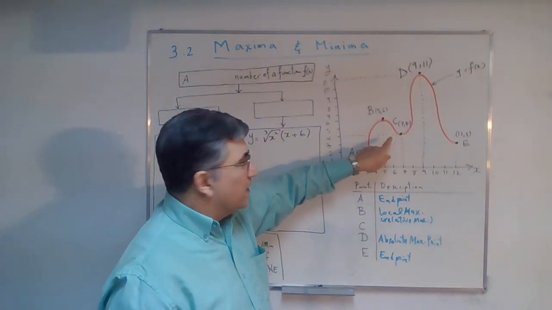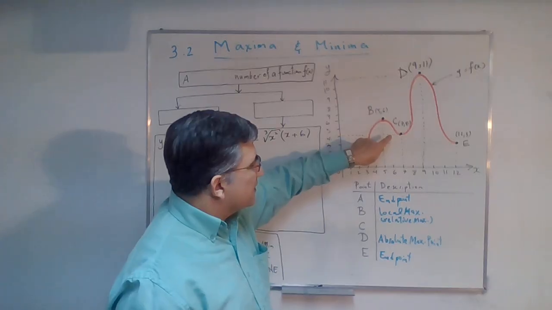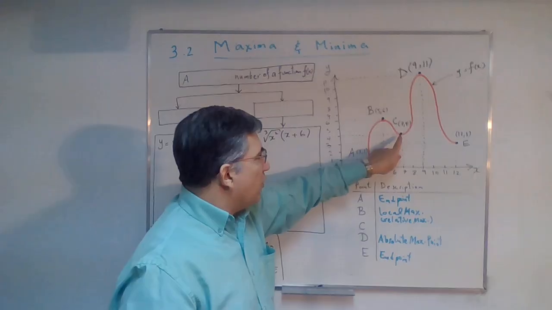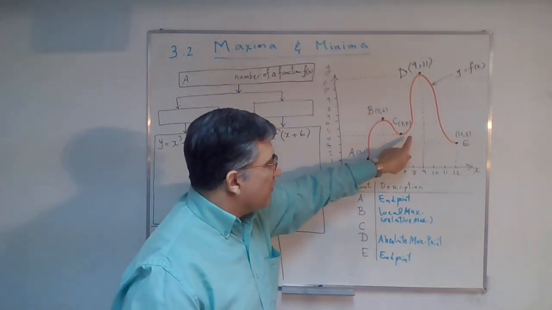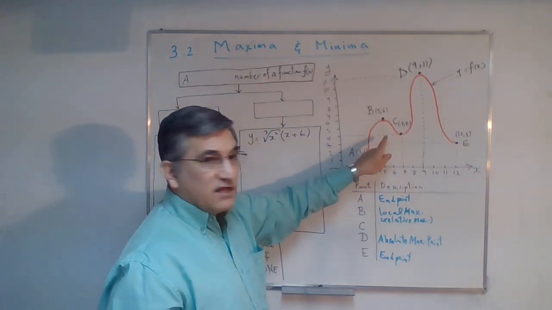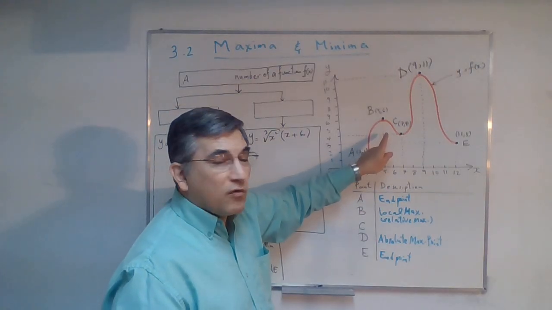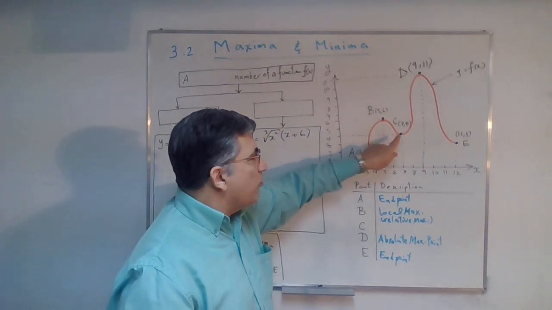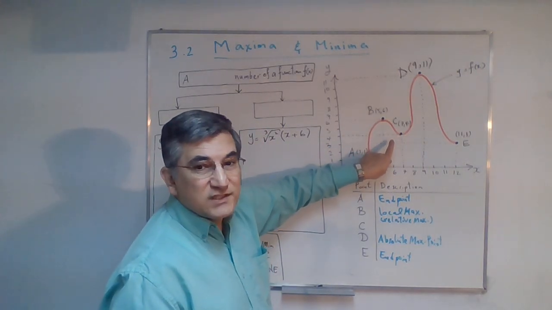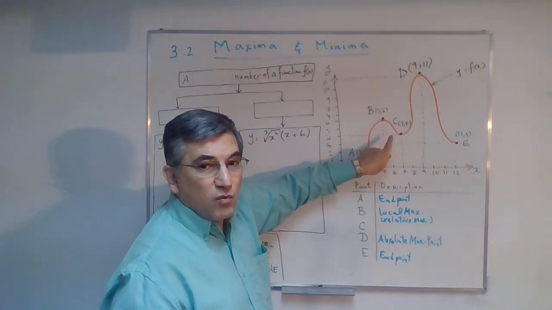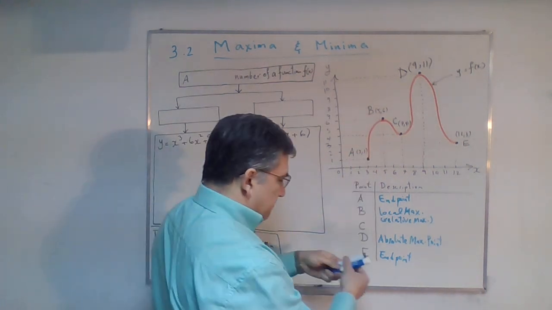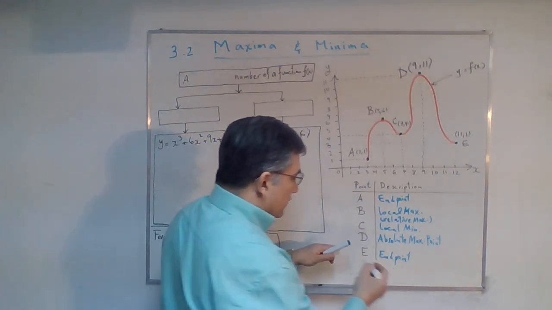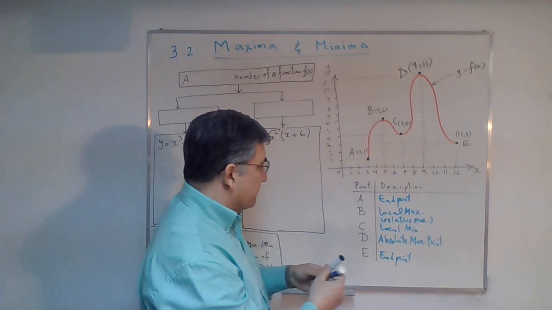Now point C, similarly, is a point that has the lowest y coordinate in a neighborhood of point C. The y coordinate is actually 4. So a bit to the right of it could be 4.5, a bit to the left could be 4.6 or maybe 4.9 or 4.1, but nobody has the lowest y coordinate as point C has, and that is y equals 4. So we call point C a local minimum point, or we can call it a relative minimum point.